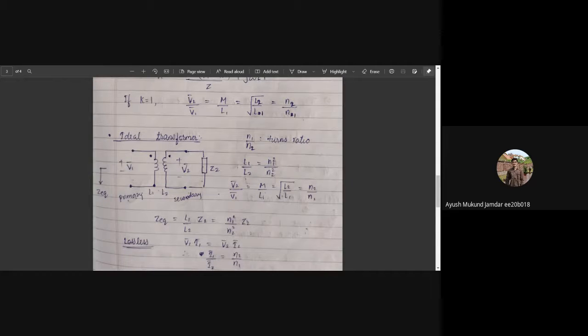Similarly, since we had the equivalent impedance case, if we take the turns ratio in consideration, we'll have Z equivalent is equal to N1 square by N2 square times Z2.